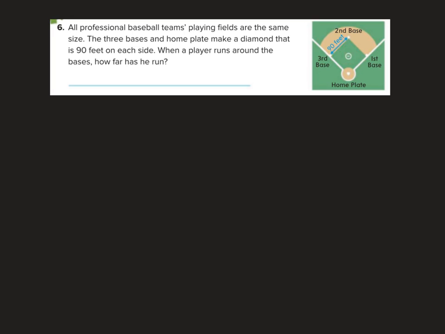All professional baseball teams' playing fields are the same size. The 3 bases and home plate make a diamond that is 90 feet on each side. When a player runs around the bases, how far has he run? If I start here, I run 90, 90, 90, 90. So if I do 90 times 4, then I can know how far he has run.